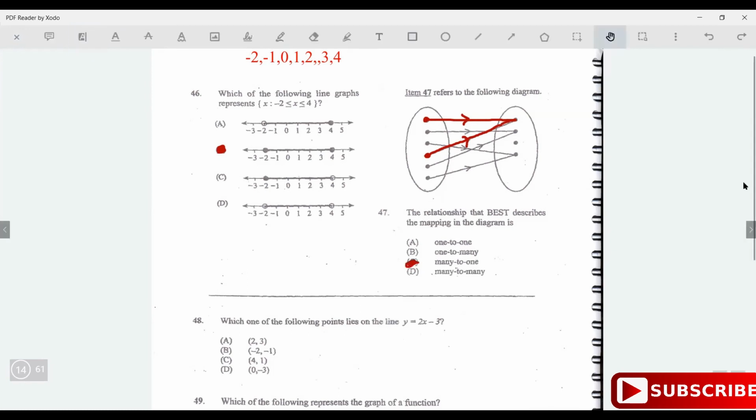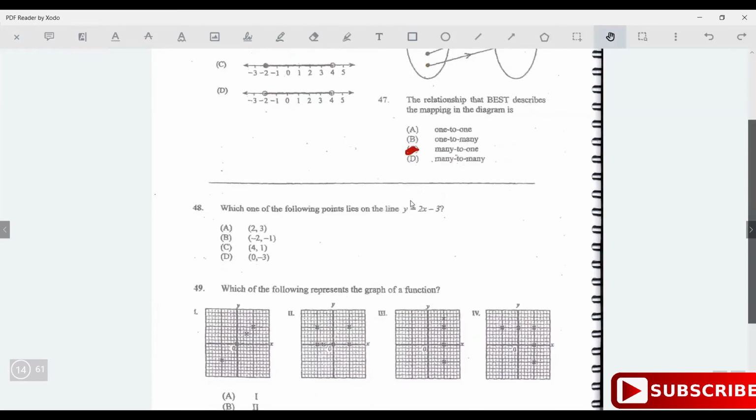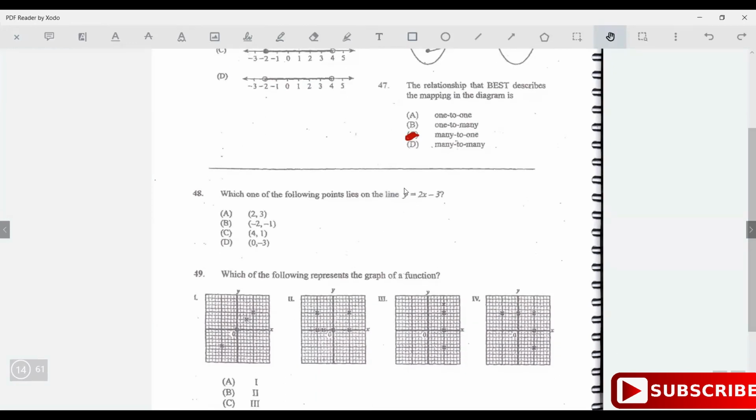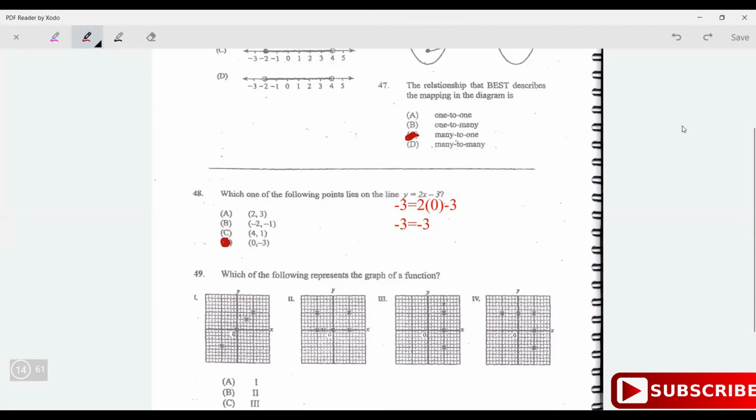Question 48. Which one of the following points lies on the line y equals 2x minus 3? To find which one of the points lies on the line, you need to see which of the points satisfy the equation of the line. Let's start with D, since D has a 0. So when y is -3, you get -3 equals 2 times the x value of 0 minus 3. But isn't that true? -3 equals -3? Yes. And so this point satisfies the equation of the line, and so it lies on the line, option D.